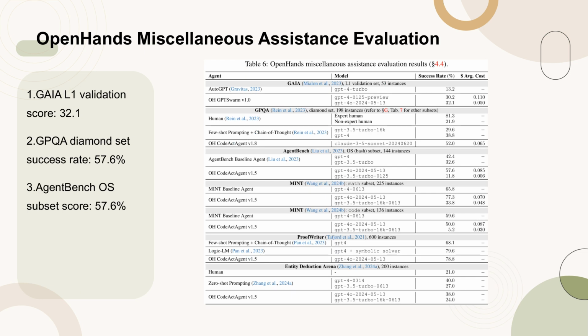Table 6 presents the evaluation results of OpenHands agents on miscellaneous assistance tasks. Key highlights include a score of 32.1 on the Jiayi Level 1 validation set, a success rate of 57.6% on the f.k.a diamond set, and a score of 57.6% on the AgentBench OS subset. These results demonstrate the capabilities of OpenHands agents in handling diverse and complex tasks.